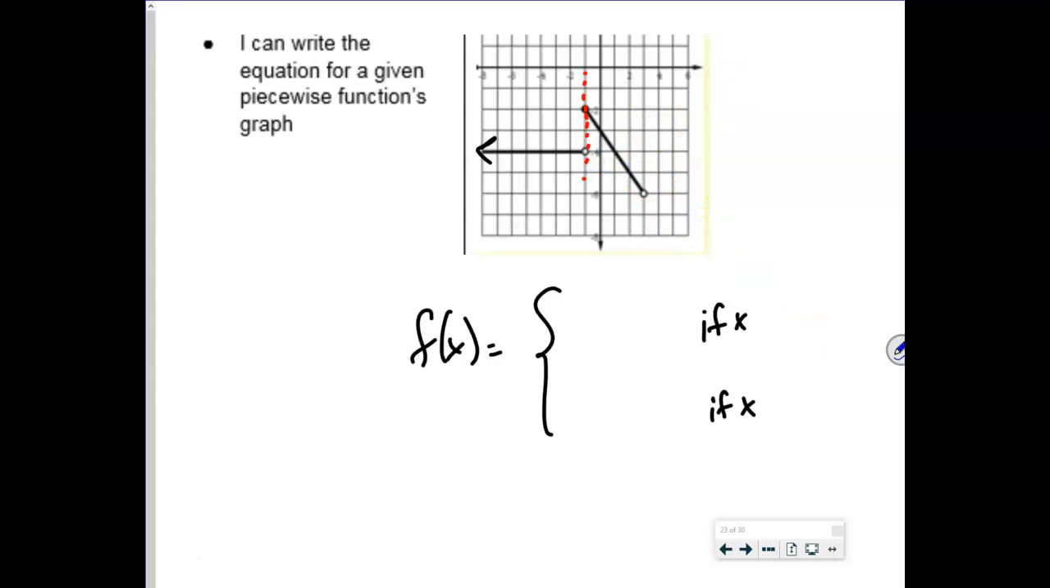Let's talk about this first piece. I'm going to call it the blue line. When does it exist? Okay, it is constant at -4. Cool, so it looks like that. But what's the restriction? If x is less than... Good. I noticed you didn't say equal to. Why not? Got an open circle.